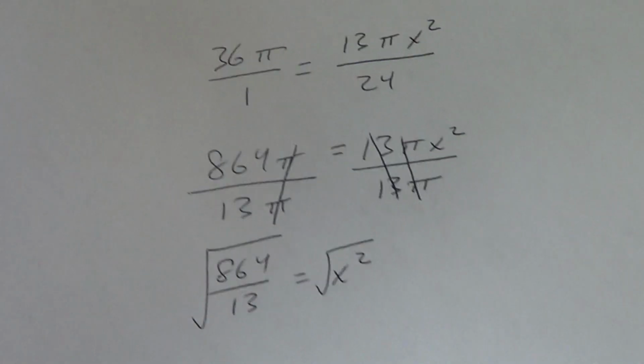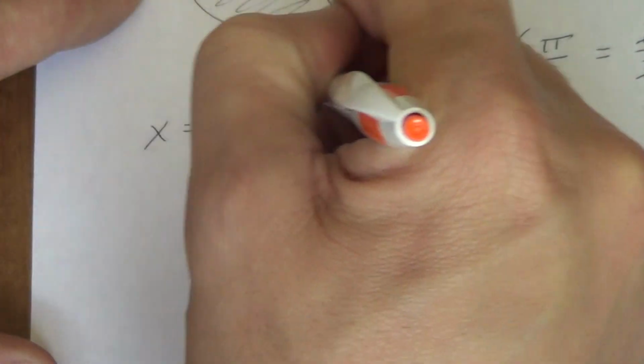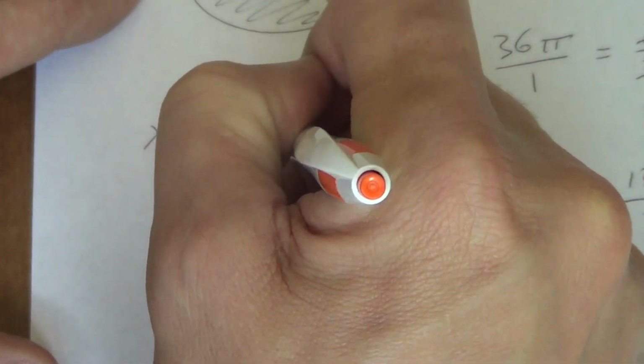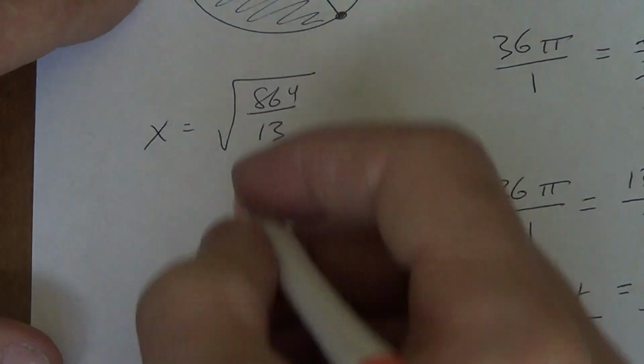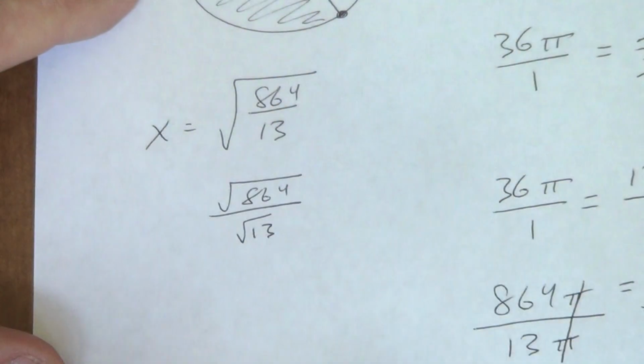Now, how do we take the square root of a fraction? I'm going to move up here and do this. So x equals the square root of 864 over 13. You can take the square root of the top and the bottom separately.